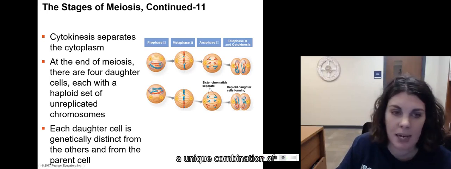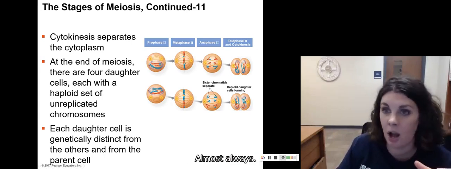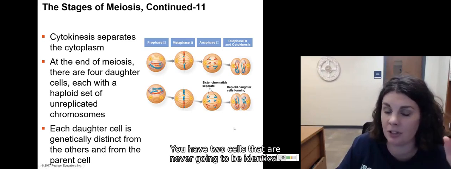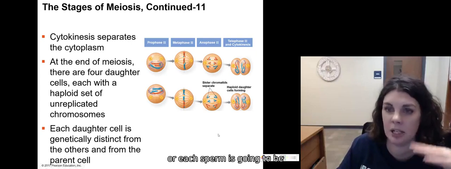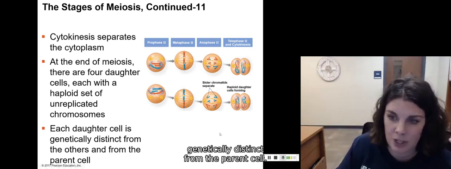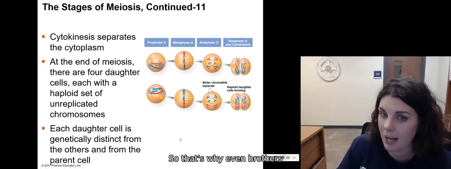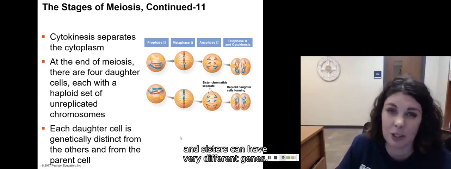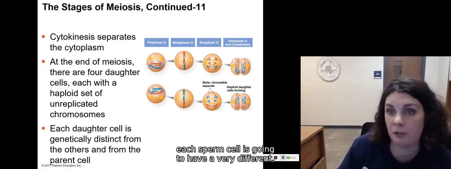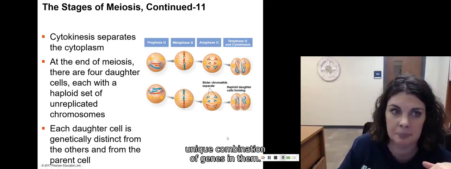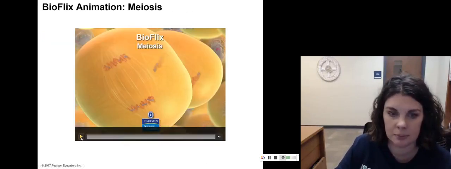And each cell is going to have a unique combination of genes from the mother or from the father. You're not identical. Almost always, you have 2 cells that are never going to be identical. So each daughter cell, each oocyte, or each sperm is going to be genetically distinct from the parent cell. So that's why even brothers and sisters can have very different genes, because each egg cell and each sperm cell is going to have a very different, unique combination of genes in them. So let's watch this little Bioflix clip.